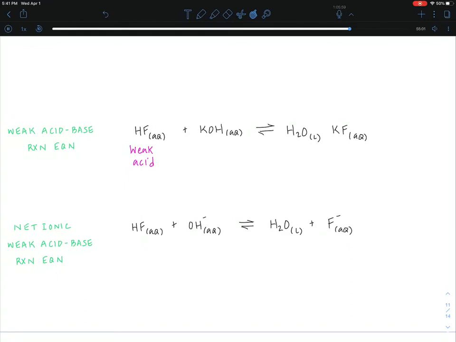Acid-base reaction calculations, as well as titrations, which is not specific to acid-base chemistry. We can titrate anything really, but very often you'll do a titration calculation with an acid and a base. And speaking of titrations, what am I talking about?